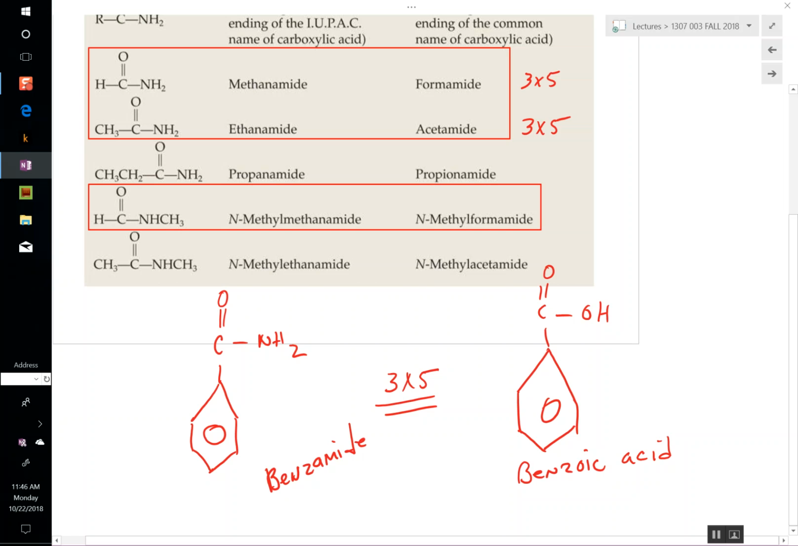You don't see any methyl group over there, but you just see one carbon. So that's methanamide. This is ethanamide. Don't get those two mixed up. And they have these common names, formamide and acid amide.